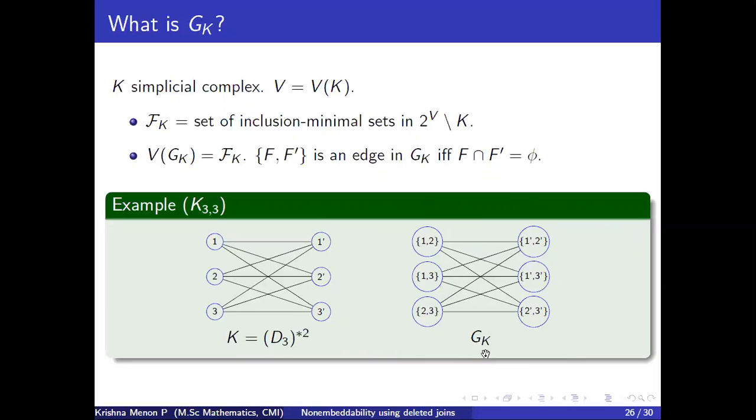Okay, in this example, it turns out G_K is the same as K_{3,3}, but that's not true in general. In fact, you can show that for any K_{n,n}, if you want G_K to be equal to K_{n,n}, that will only happen if n is equal to 3. So I'll leave you to verify that. So now this is basically how you get G_K from the simplicial complex K.